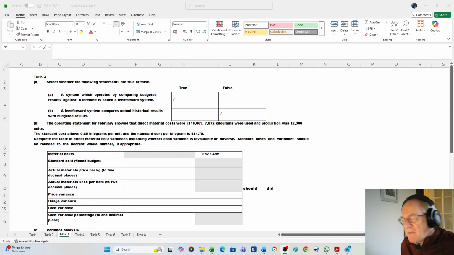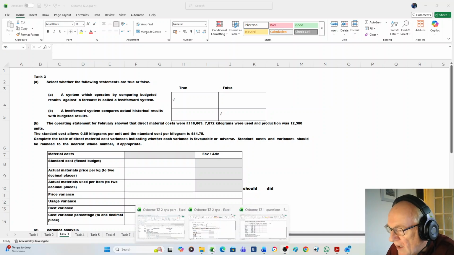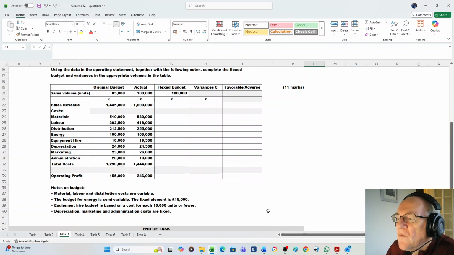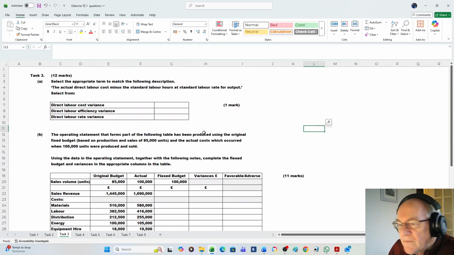Against people, back to our AMAC practice paper. So again, using the Osborne ones, I'm flipping on this one though, straight onto the Tutor Zone 2. Not that there's anything wrong with the Tutor Zone 1, it's just possibly too easy. Most of the marks are in a flex budget, and there's only a labour cost variance to calculate.